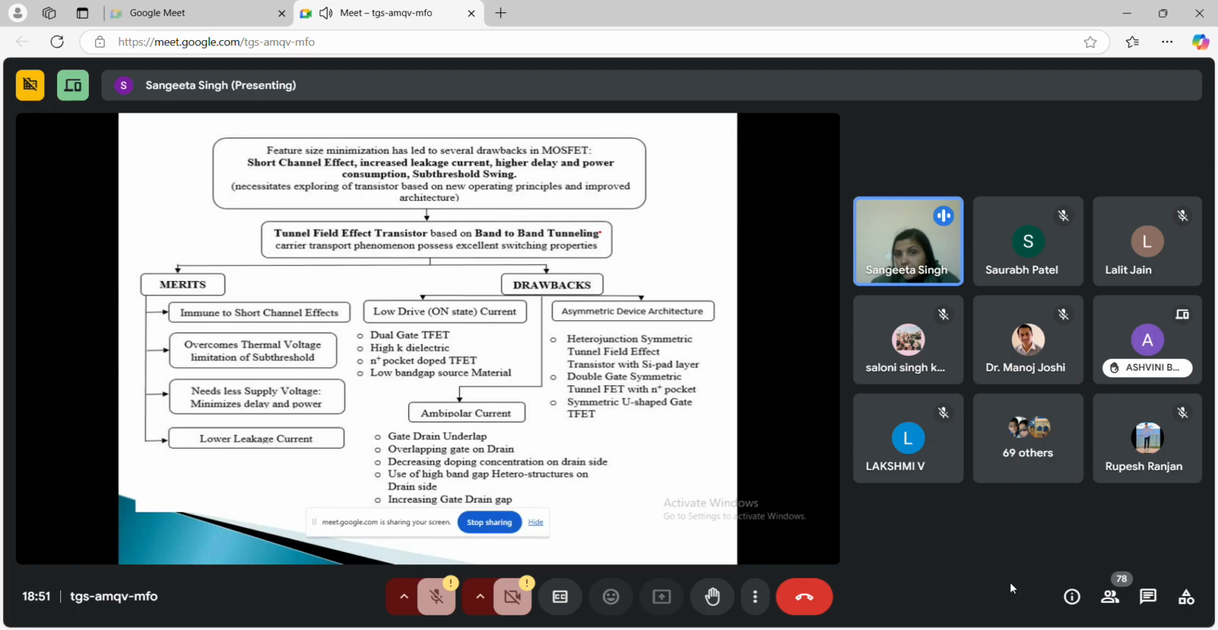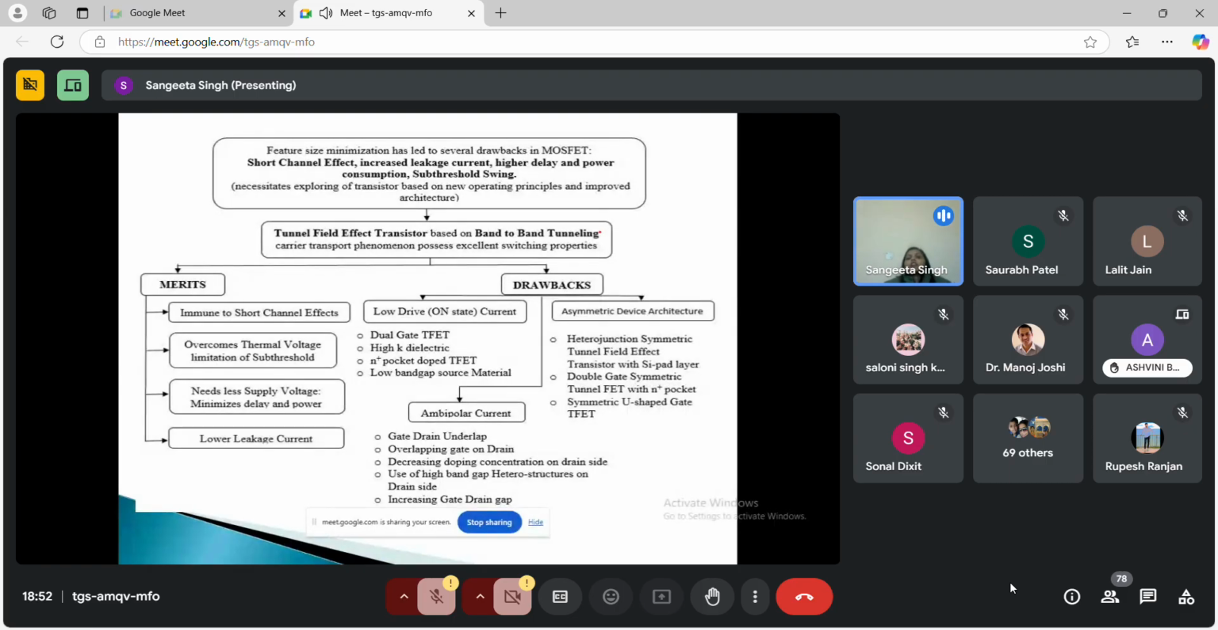What are the drawbacks? There are majorly three drawbacks of TFET. Its drive current is low, it gives you an ambipolar transport, and the device architecture is asymmetric. What does it mean? If the source is N plus, the drain is P plus. If the drain is N plus, then the source is P plus, and vice versa. So it is an asymmetric device.